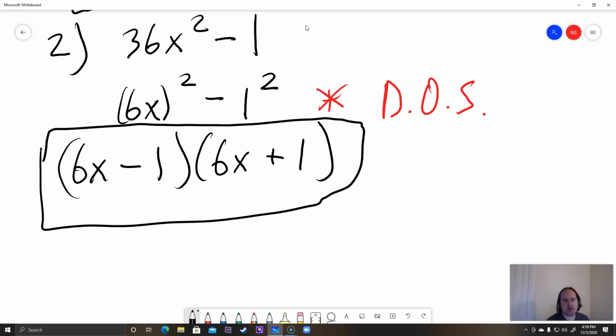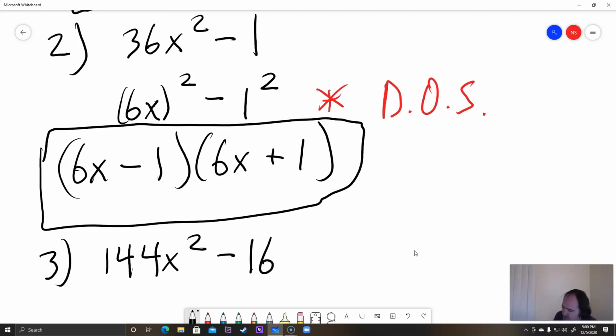And there's all kinds of tricks that you have to use on the different problems. So let's take a look at problem number 3. Problem number 3 is going to be more challenging. So number 3 is 144x squared minus 169y squared.